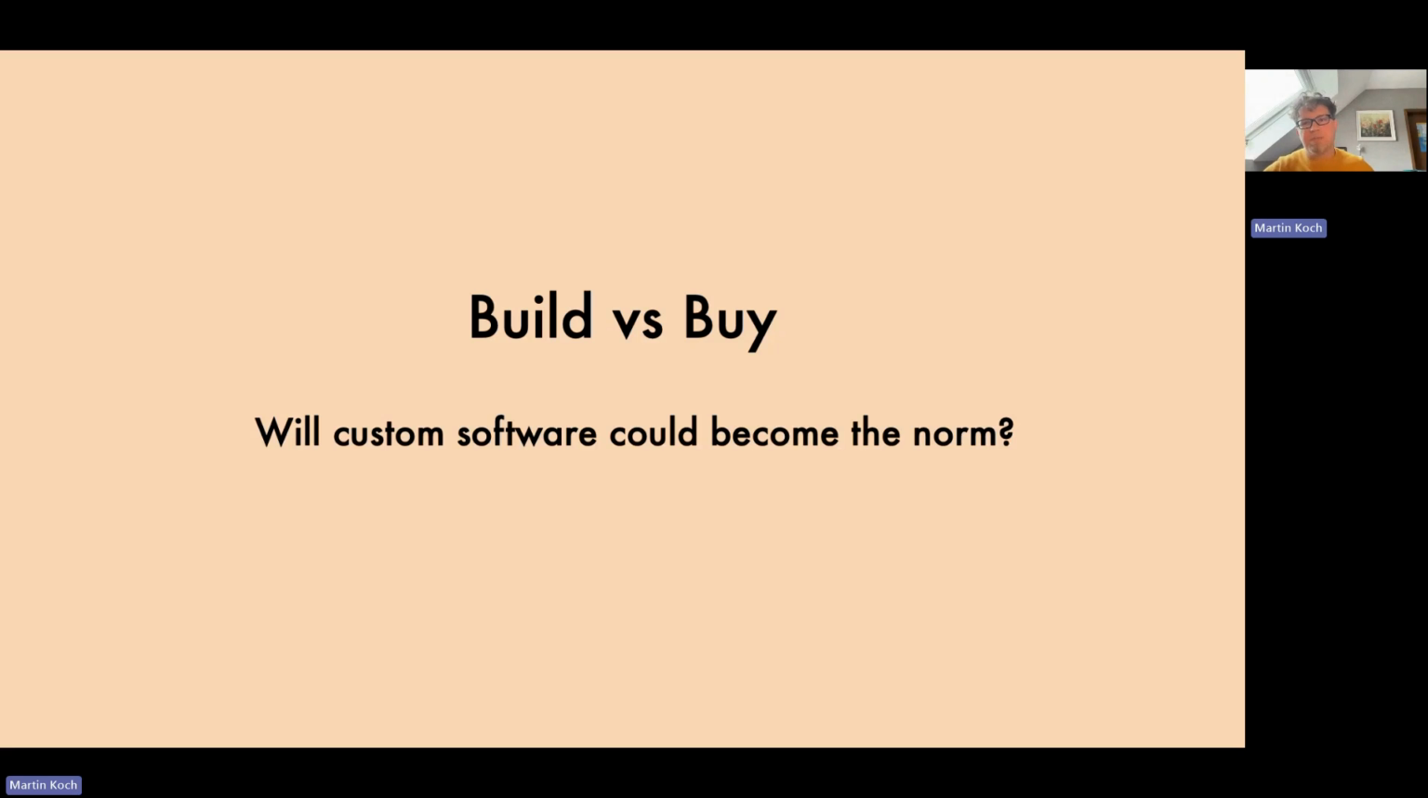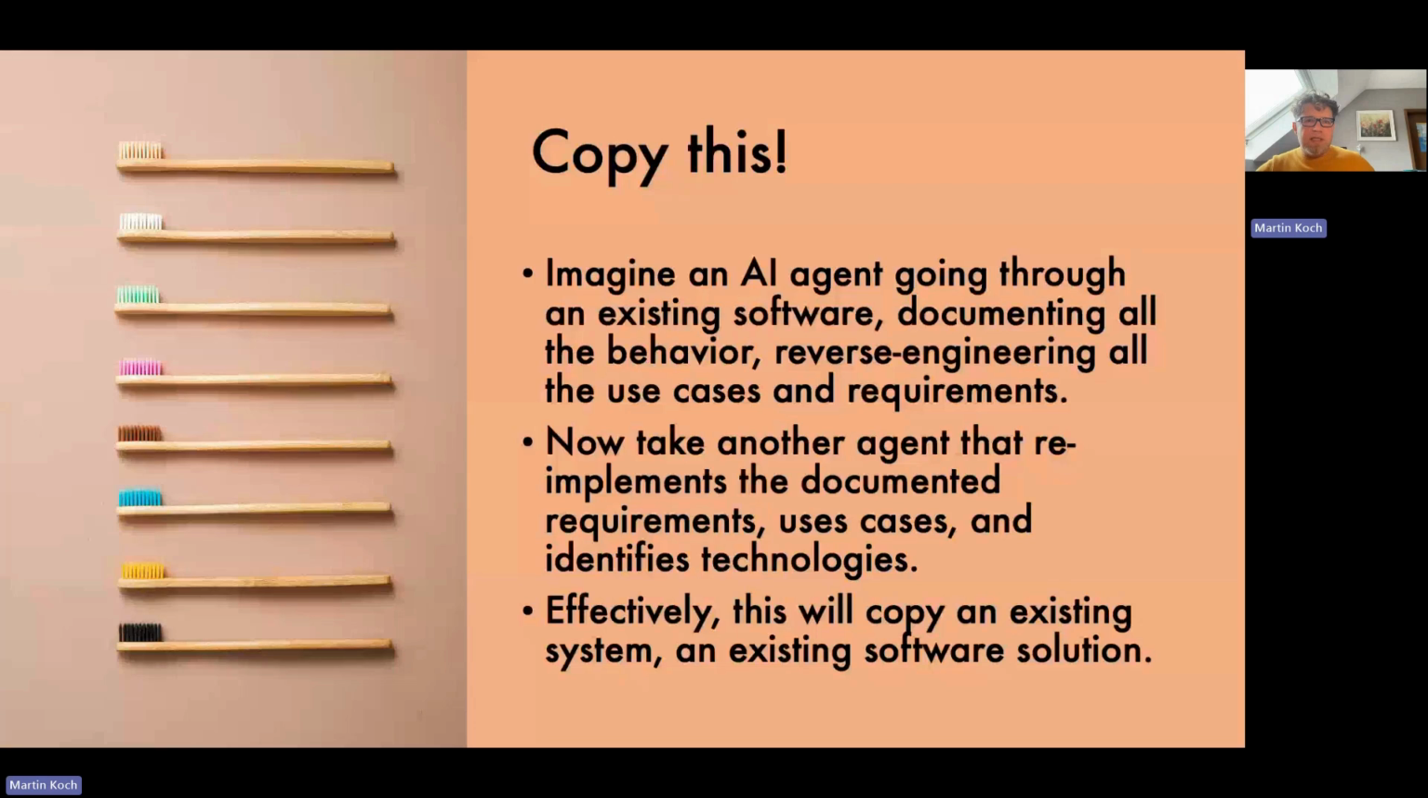Another thought experiment I would like you to do is imagine an AI agent going through an existing software you show it, documenting all the behavior, reverse engineering all those use cases and the requirements that are within this software. Now you can take this documentation and these requirements and get this implemented with another agent. For all the use cases, it will decide to suggest some technologies and implement the software. So essentially it will copy an existing software solution for a very small amount of money and in short time.